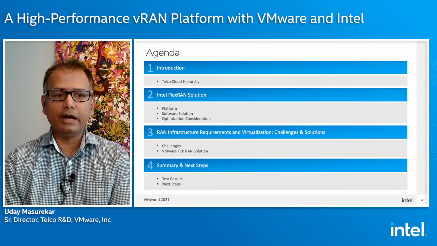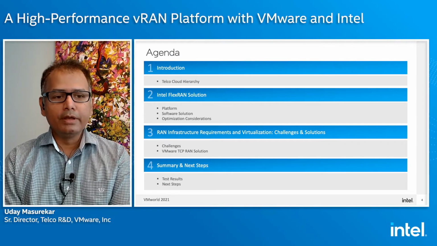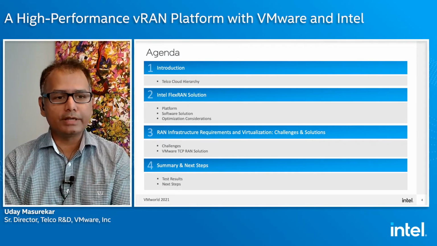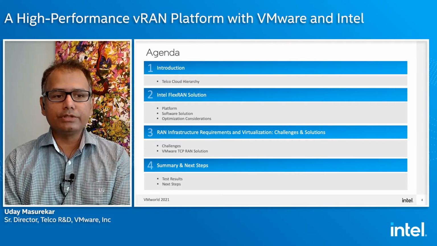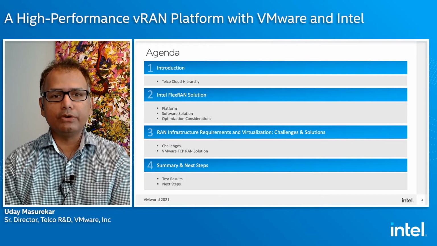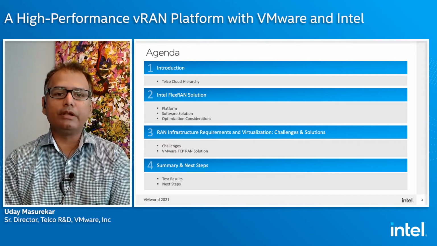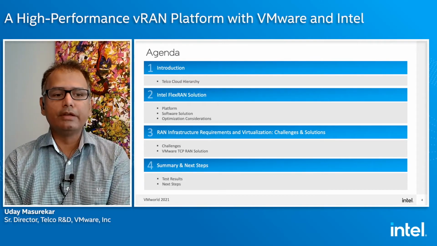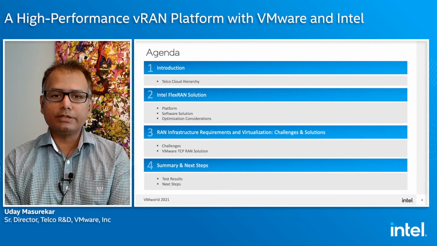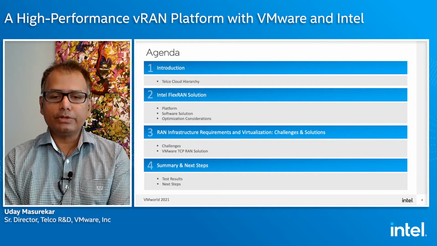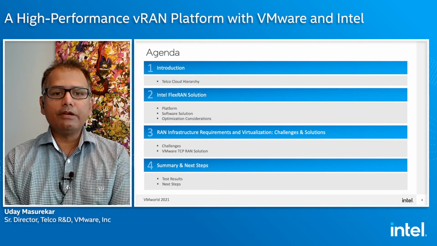So with that, I will move on to the agenda. The overall presentation will be within 4 high-level sections. In the first section, I will talk through the overall telco cloud hierarchy. Then I will pass it on to Michael. Michael will talk through the Intel solutions, FlexRAN, the software solutions, as well as the optimization considerations that one needs to introduce and implement. And then I will take it from there.